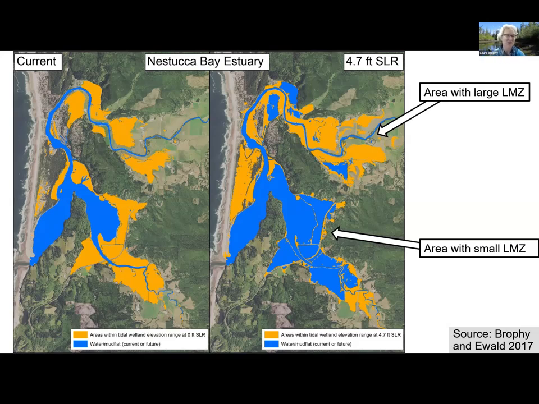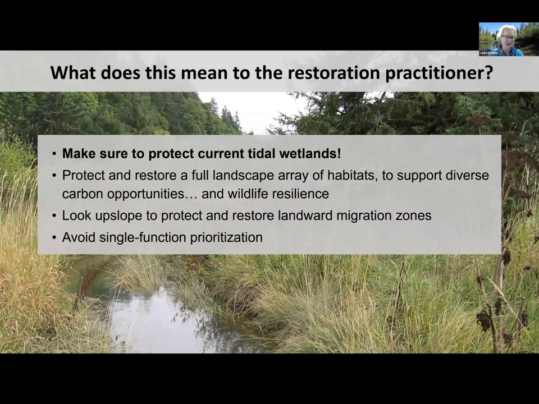And this is part of what this means to restoration practitioners. Based on everything I've talked about so far, we do need to make sure to protect current tidal wetlands. They are star performers, especially high marsh and tidal swamp. We need to protect and restore a full landscape array of habitats to support diverse carbon opportunities and wildlife resilience. And we need to look upslope to protect and restore landward migration zones. And last, we need to avoid single function prioritization. For instance, if you prioritize just those low elevation sites because you knew they would store a lot of carbon really fast, you might then lose them with sea level rise.